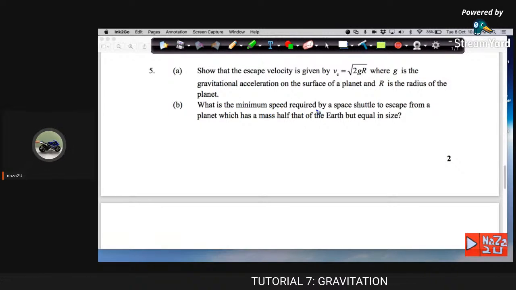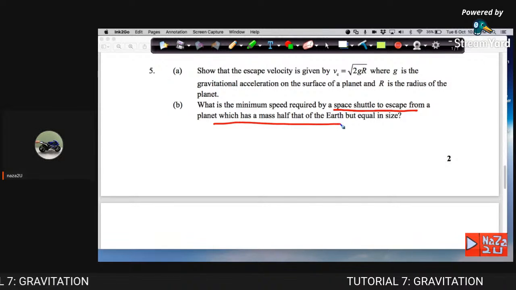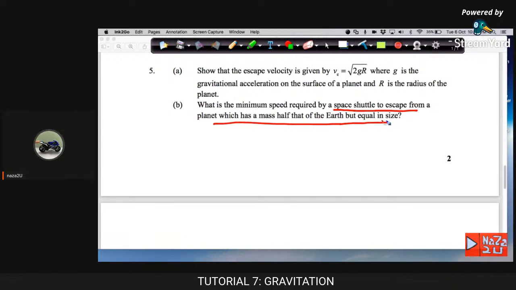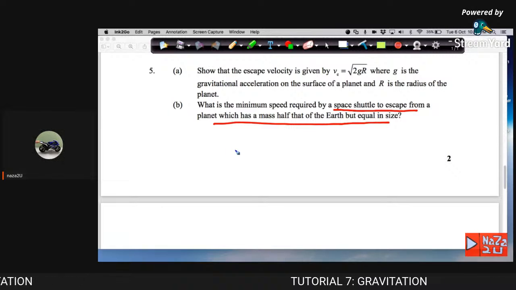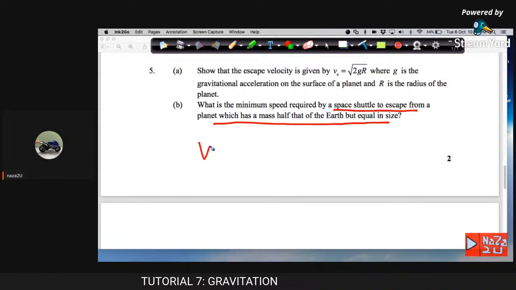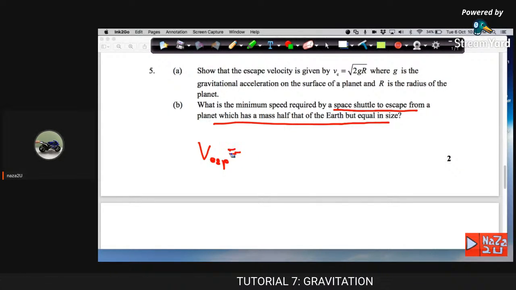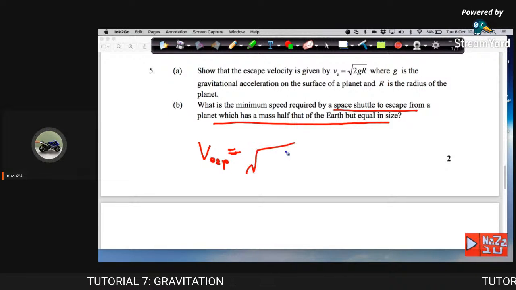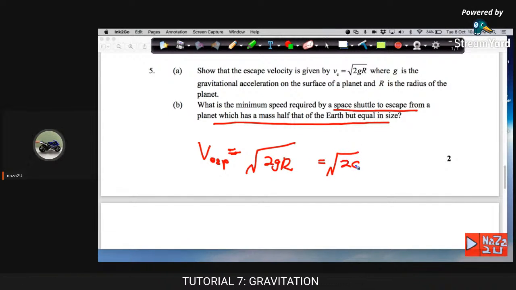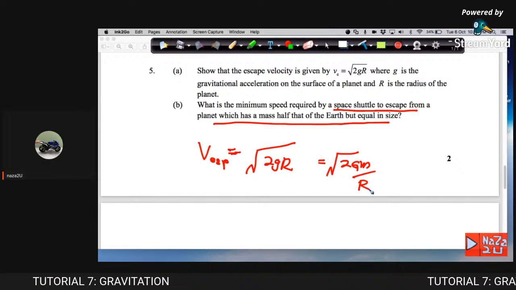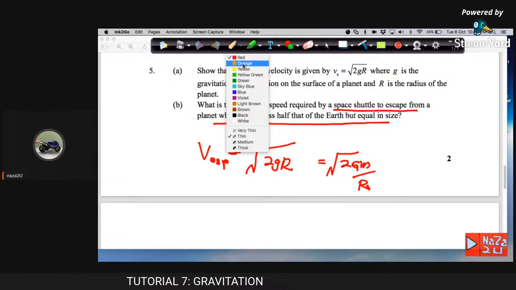What is the minimum speed required for the space shuttle to escape from a planet that has a mass half of the Earth but equal size? So dalam kes ini, question number 5 ini, dia nak mencari dia punya escape velocity. So untuk escape velocity, persamaan dia, macam yang kita katakan tadi, kita ada square root 2gr or square root 2GM over radius R. Okay, so dalam kes ini semua nilai sudah ada ya.